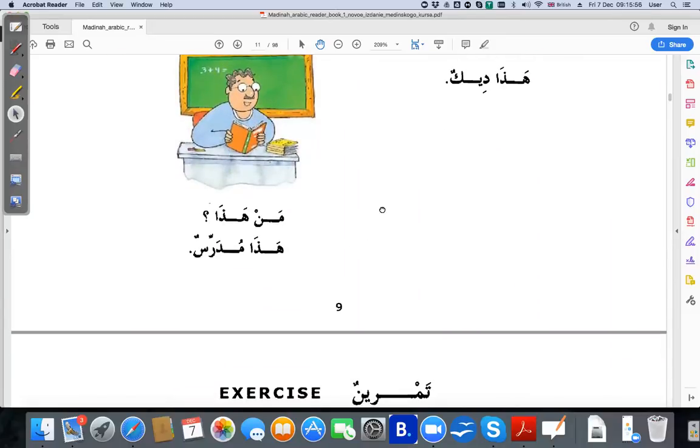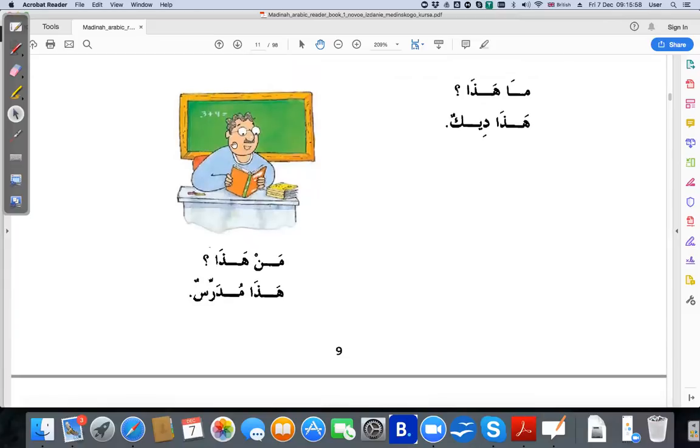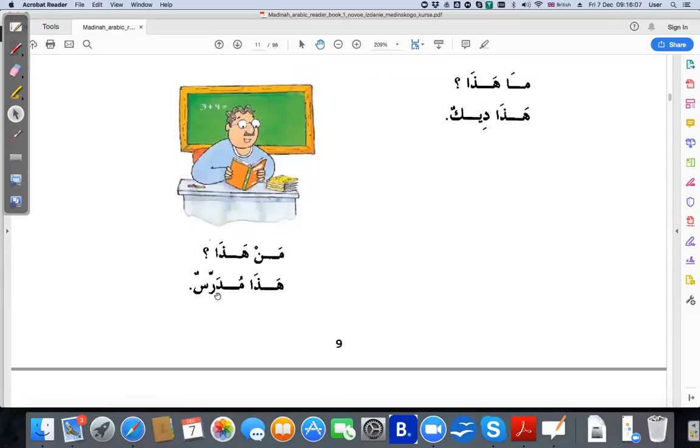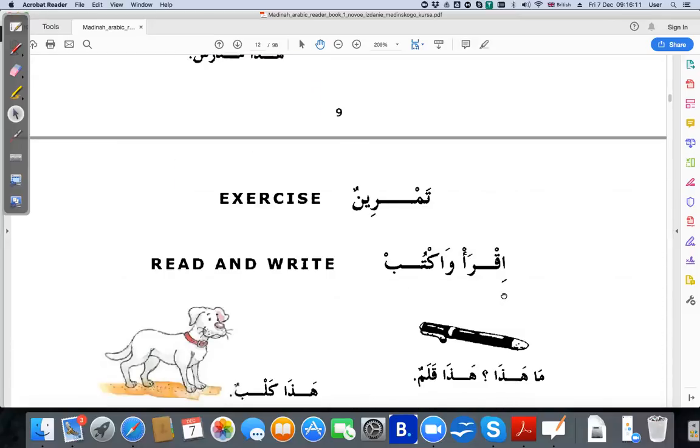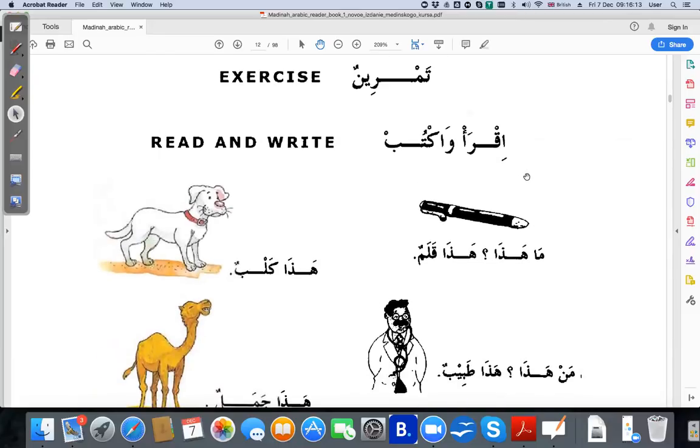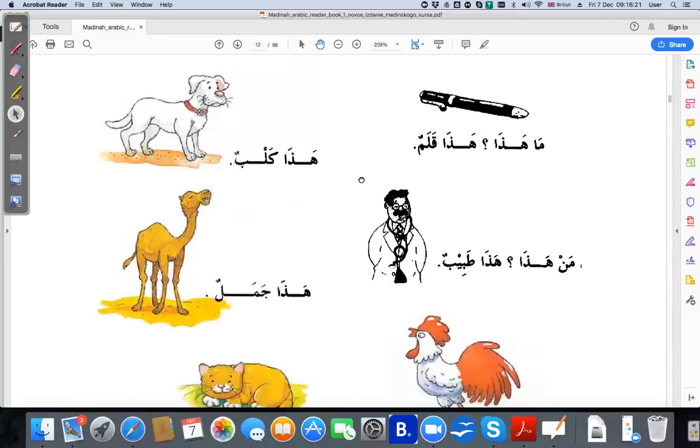من هذا, because he's human, yeah? He's reading, I think he's a teacher. Yeah, he's on the desk, he has a blackboard behind. So, هذا مدرس, this is a teacher, okay? We go to the exercise. ما هذا, هذا قلم, what is this? This is a pen, these are for more practice.